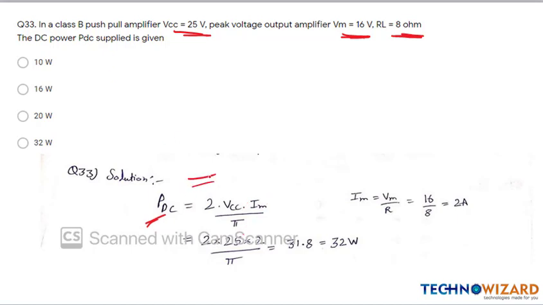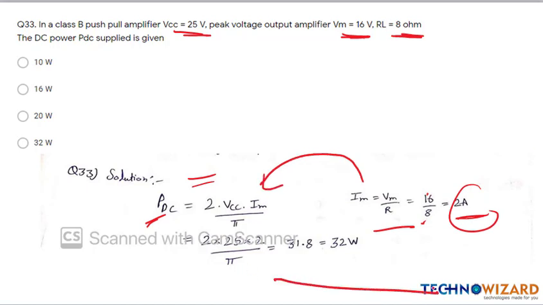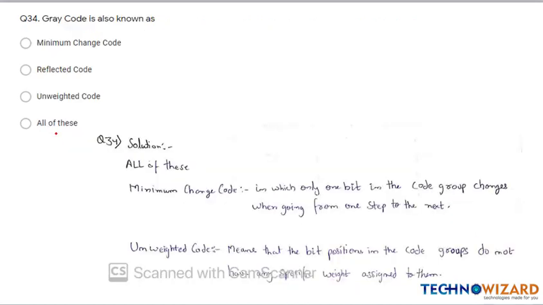Now IM is equal to VM upon R. This is equal to 16 upon 8, which is equal to 2 ampere. Now we are putting the value of IM in this formula. On putting this, you will calculate 32 watt as the correct answer. Option D.